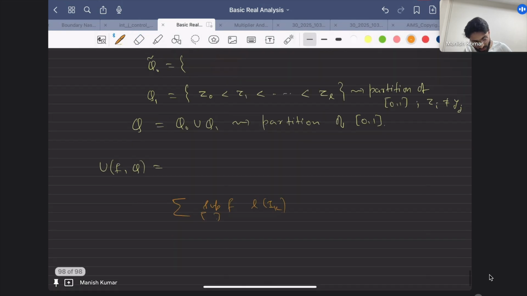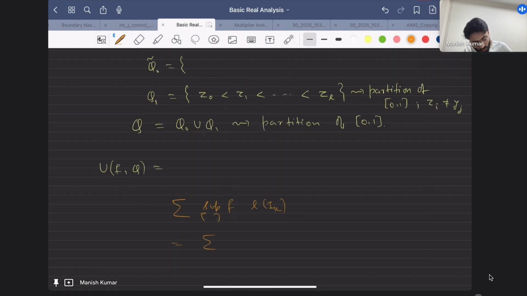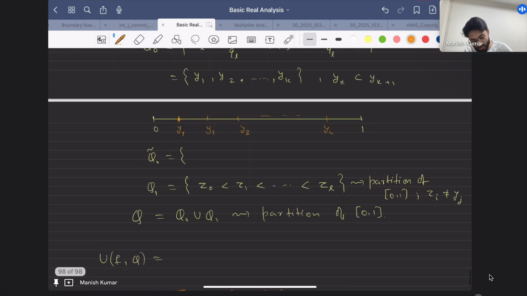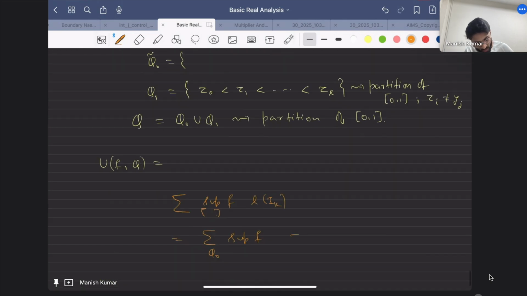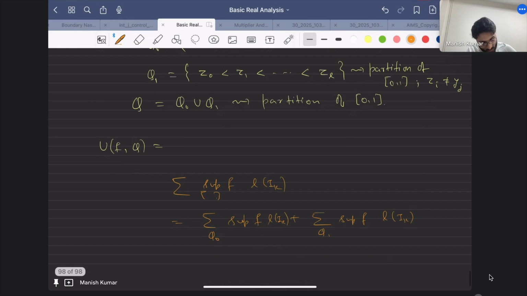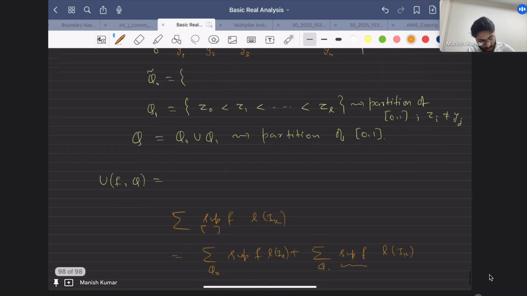Now I'll split it into two parts. One will be the supremum of f, let's say on Q0. As of now let's focus on this Q0 and Q1, and this would be Q1. Okay, supremum of f and then length of ik, here also length of ik. Now you see here this supremum on this interval. So what is the value?